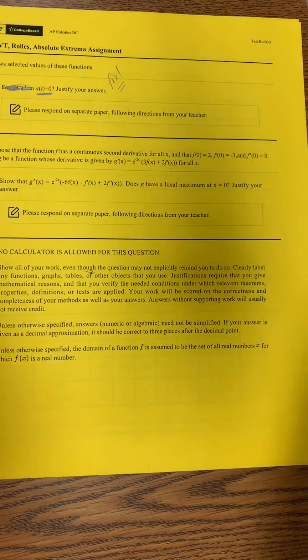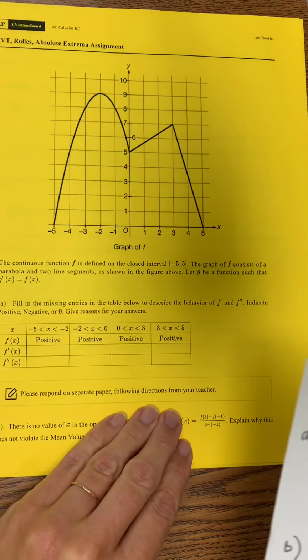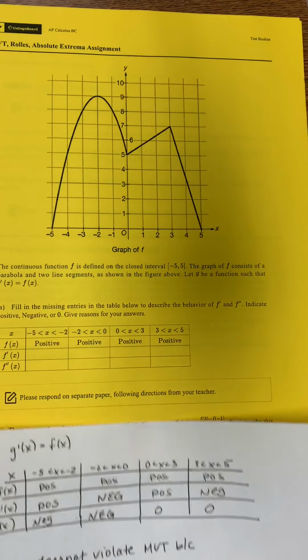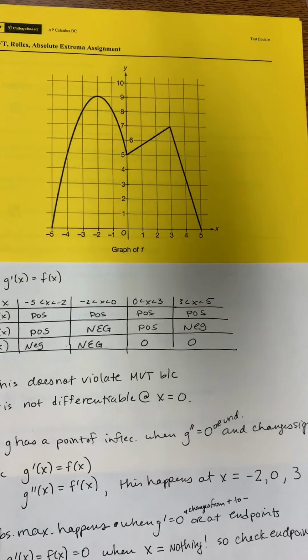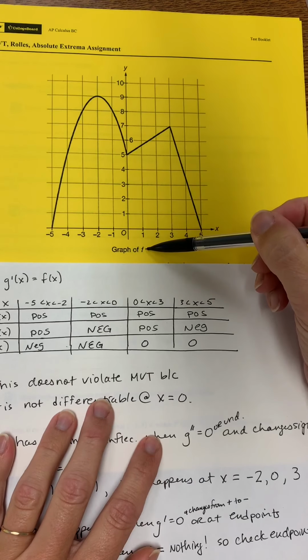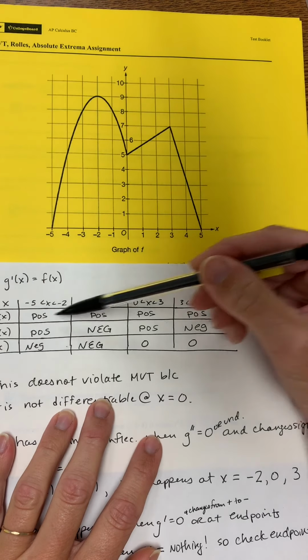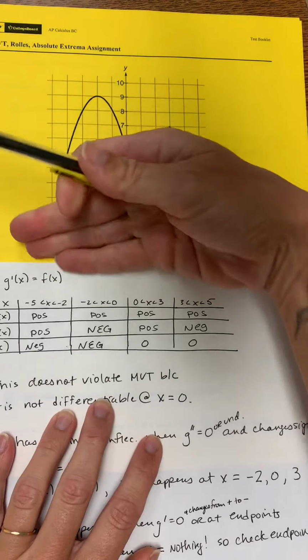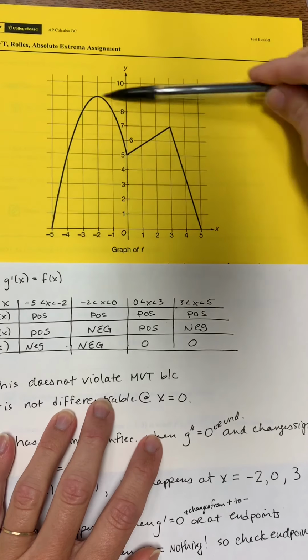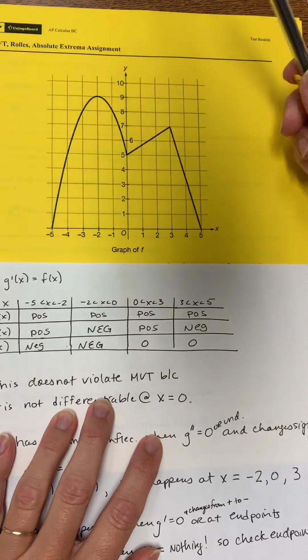Okay, number 5, we have this picture. And first they wanted us to fill out this chart. So this is F. They're telling us F is positive everywhere. Makes sense, okay? Positive means above the x-axis. So my graph of F is positive everywhere, above the x-axis.